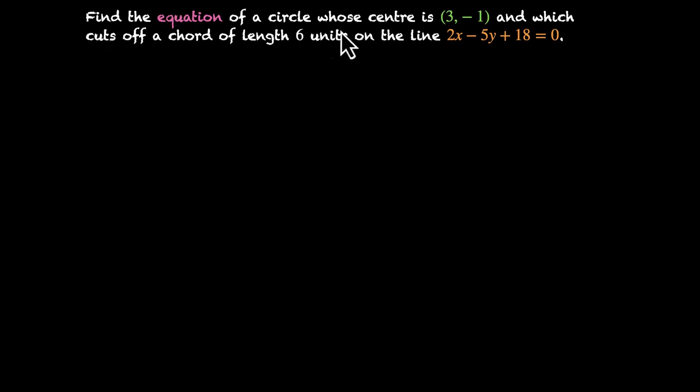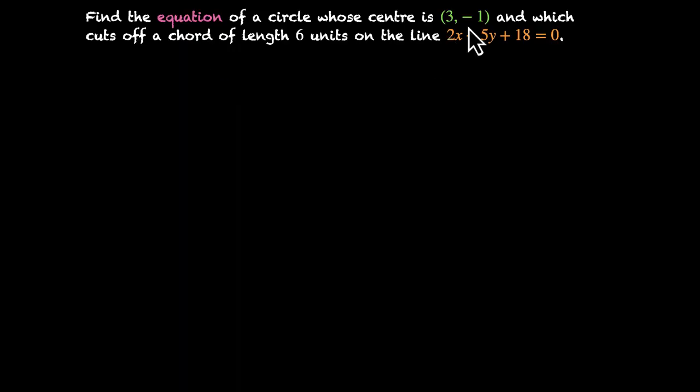Find the equation of a circle whose center is (3, -1) and which cuts off a chord of length 6 units on the line 2x - 5y + 18 = 0. Pause the video, try drawing the figure of this and then try to solve it. Okay, let's do this together.